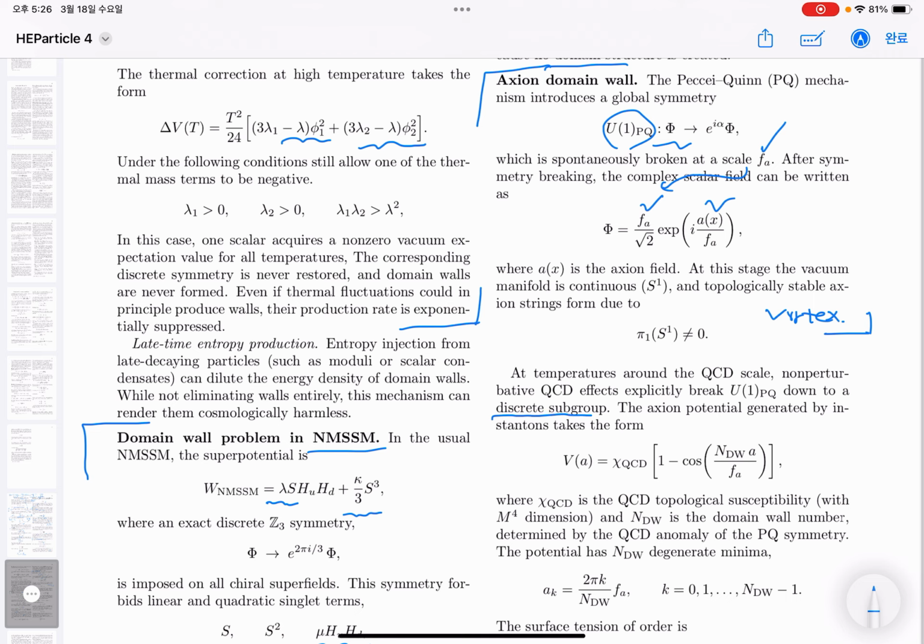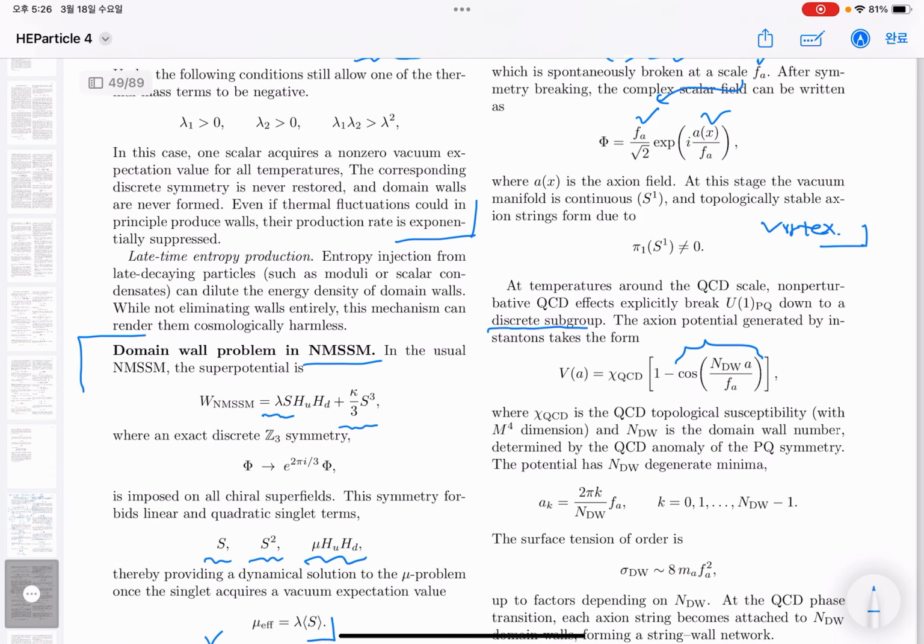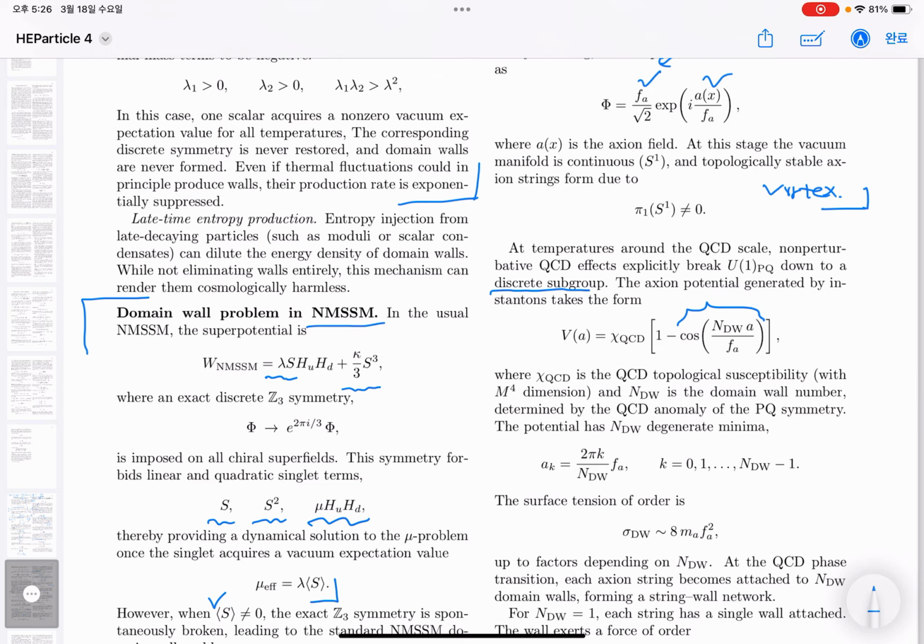So now the axion potential is generated by instantons, with a cosine periodic potential, and there is the domain wall number N_DW, which assigns the degenerate QCD vacua of the instanton potential. This domain wall number is determined by the QCD anomaly of the PQ symmetry. The potential looks like a periodic cosine potential, and each minimum corresponds to a degenerate QCD vacuum, and the instanton means the tunneling between these different vacua.